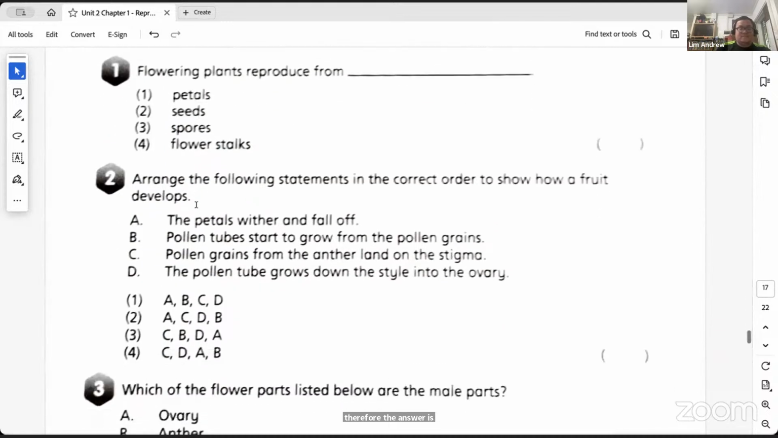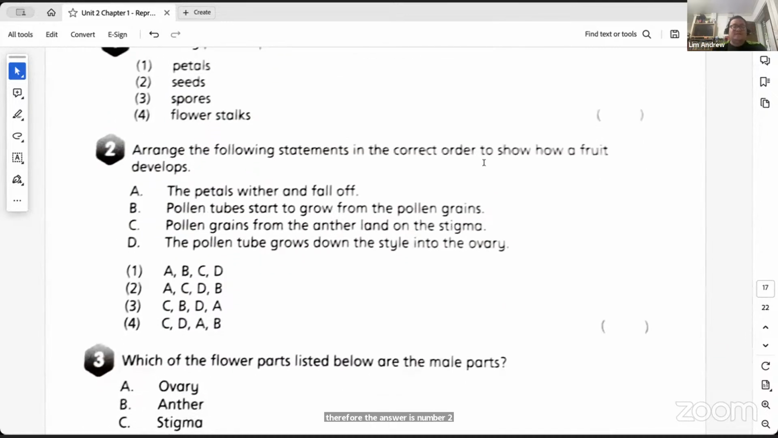All right, let's carry on. Arrange the following statements in the correct order to show how a fruit is being developed. Can I have a volunteer, please? Maybe I'll get Calvin. Hi, Calvin. Good morning. Hi. Can I know the answer for number 2? Wait for me for a little. I will arrange it already. All right, no worries.